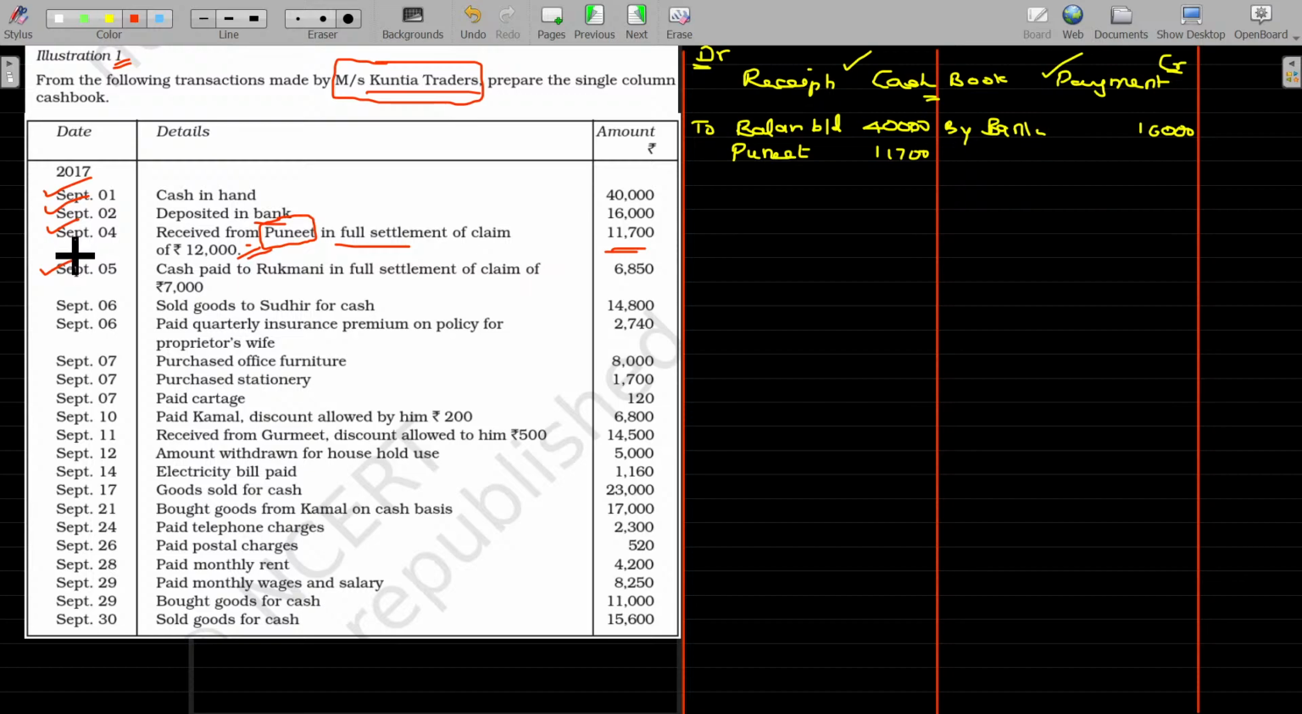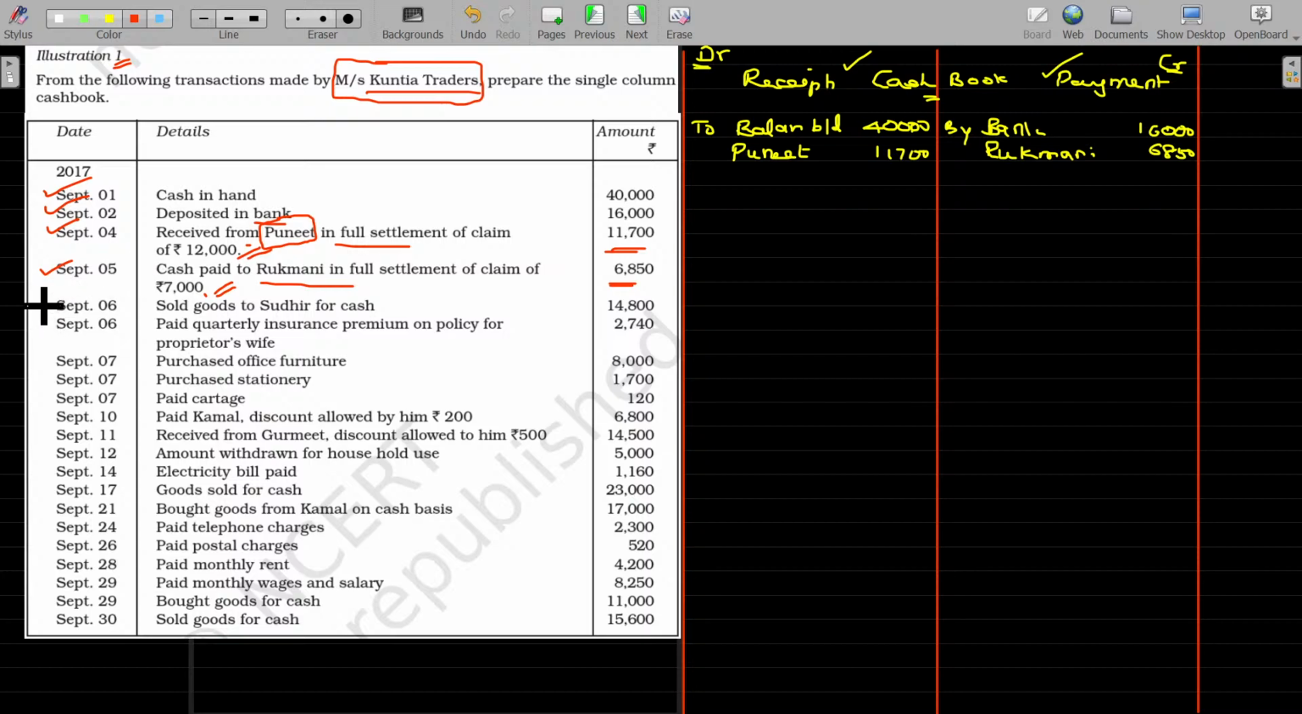On September 5th, cash paid to Rukmani in full settlement of claim of rupees 7,000. The real amount to be paid to Rukmani as per the balance is 7,000, but we paid only 6,850. The difference between these two is discount received. Again, never mind about that. So I'll post that value here, by Rukmani, this value being 6,850.